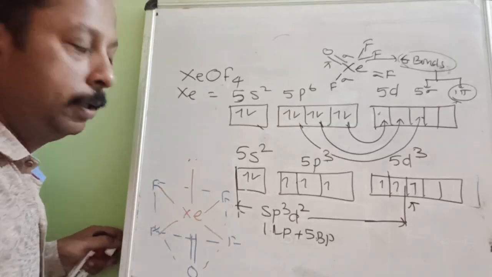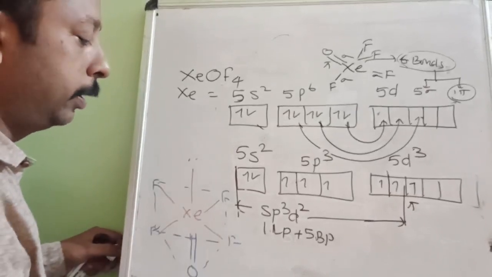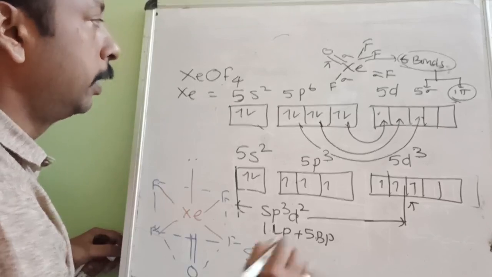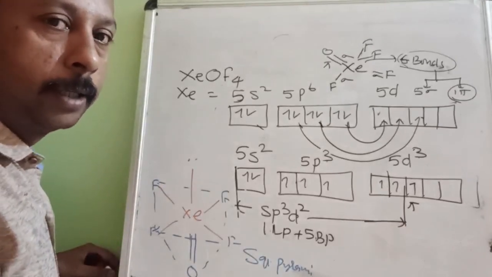The top is not considered a pyramid. Only the bottom side is a pyramid. So what is the structure? Square pyramid. Is it understood? Any doubt about this? Okay. Should I take one more example?